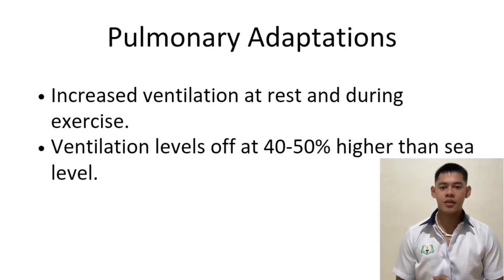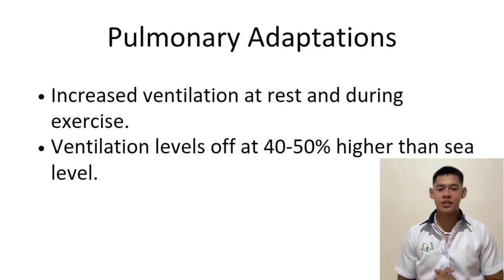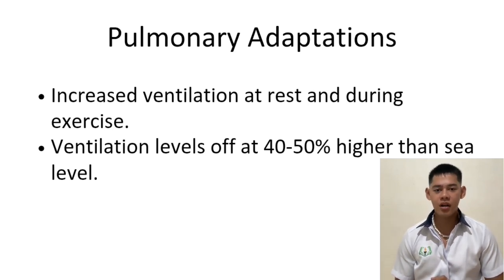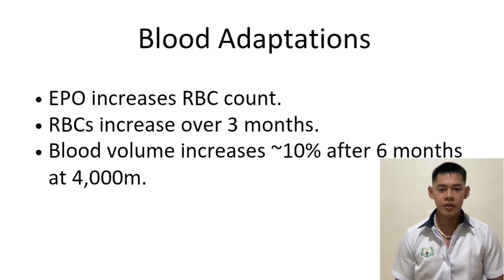Pulmonary adaptation. Within a few days at 4,000 meters, resting ventilation can increase by around 40%. During exercise, this increase can reach 50%. These changes help improve oxygen uptake despite the thinner air, but they take time and depend on exercise intensity and duration. Blood adaptation. Low oxygen triggers the kidney to release erythropoietin, or EPO, which boosts red blood cell production. Over weeks to months, blood volume and hemoglobin content increase. These changes improve oxygen transportation, especially with continued exposure above 4,000 meters.